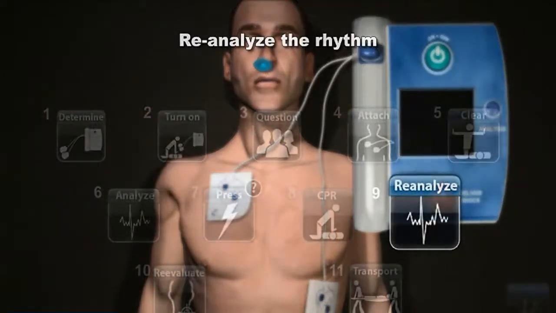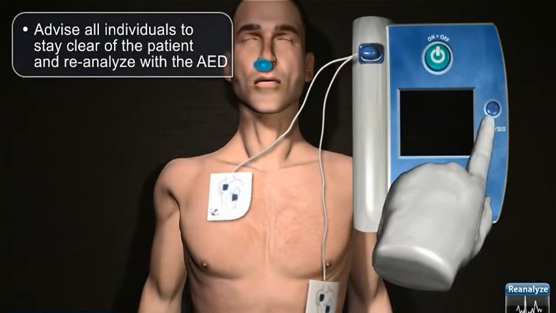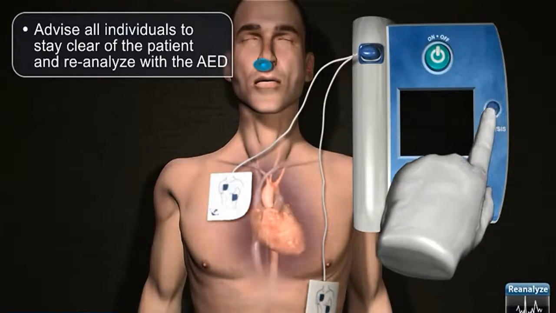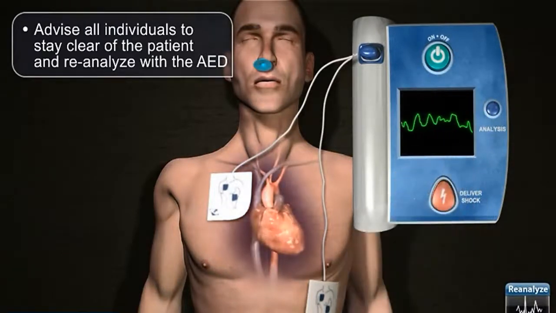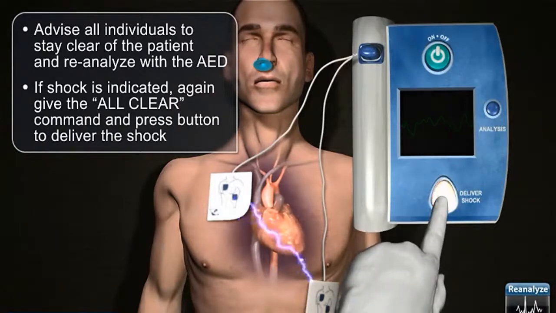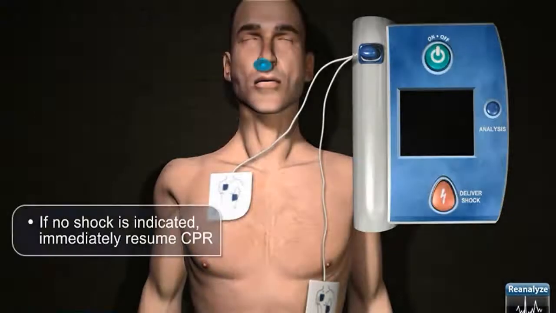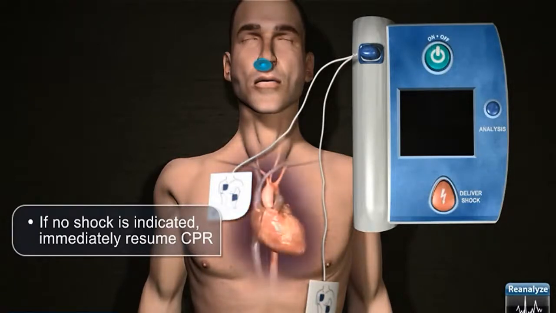Reanalyze the rhythm. Advise all individuals to stay clear of the patient and reanalyze with the AED. Analyzing. If shock is indicated, Shock advised. Again give the all clear command and press the button to deliver the shock. If no shock is indicated, immediately resume the CPR. No shock advised.